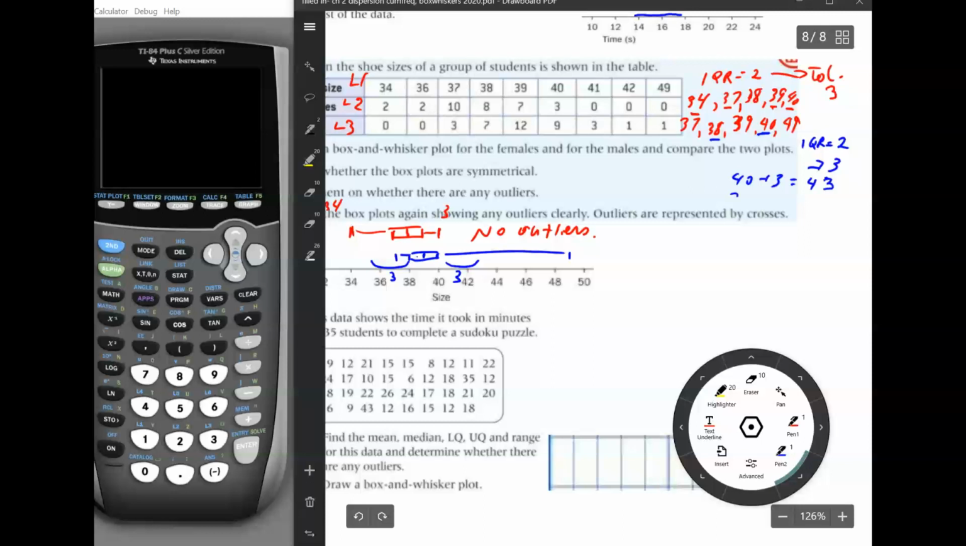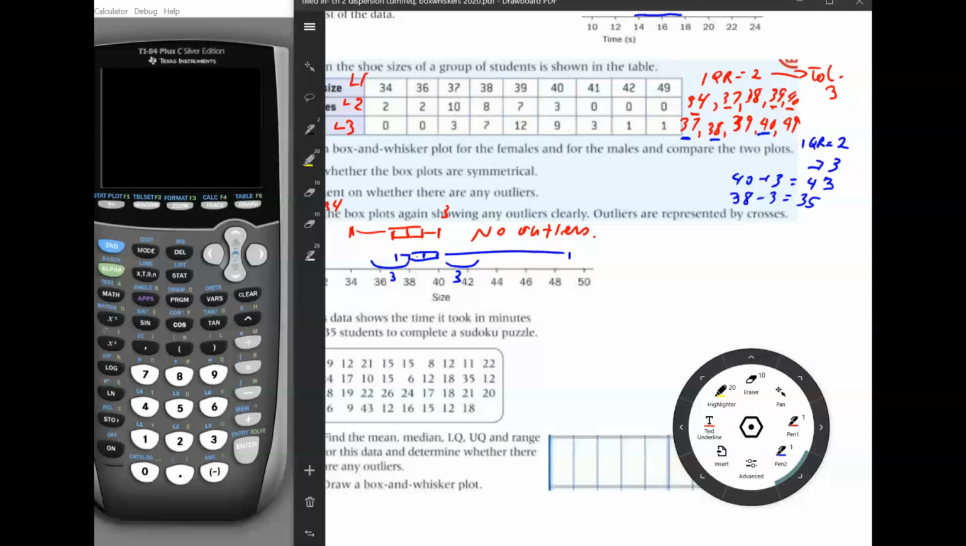And then we take our lower quartile, 38. We subtract 3. That gives us 35. That would be our lower boundary. So is there any data that's lower than 35? And the answer is no, because the smallest shoe size for males is 37, so there's no outliers on the left side. What about on the right side?